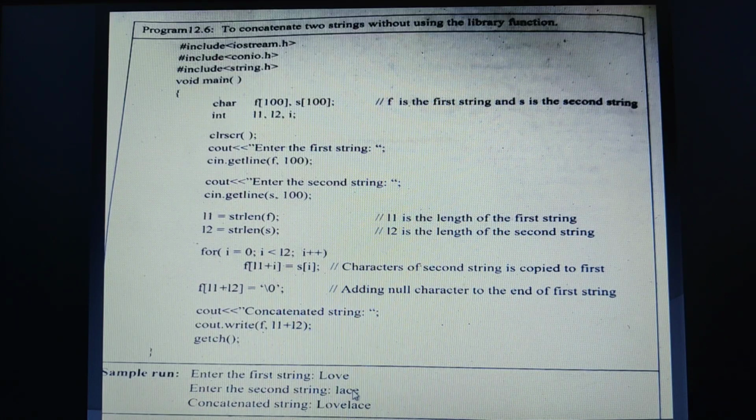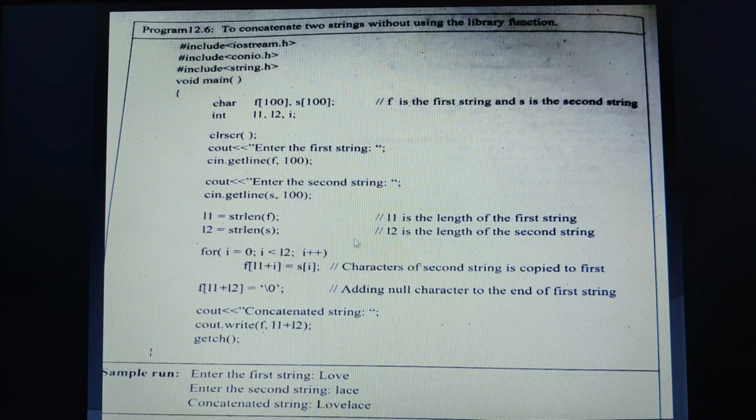So I need to traverse the entire second string here. That is the reason why I have used the for loop. For i is 0, i should be less than L2. L2 size is what? 4, isn't it? Then i plus plus. Now, as and when this given condition is true, whatever is there in s of i, you move it to f of L1 plus i. So s of i is the second string, and f is the first string.